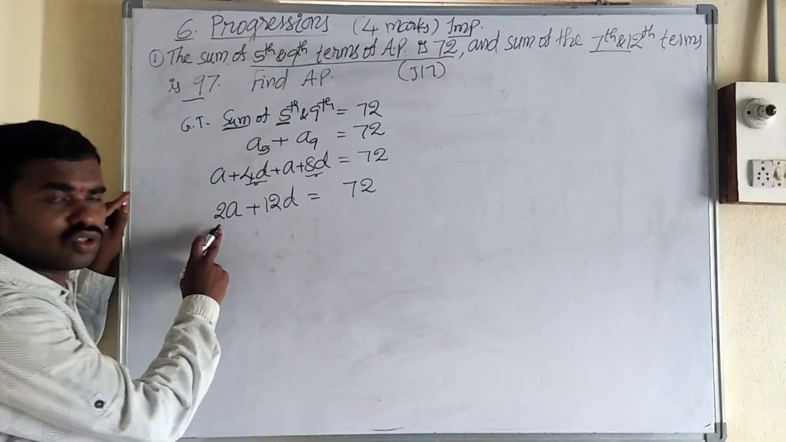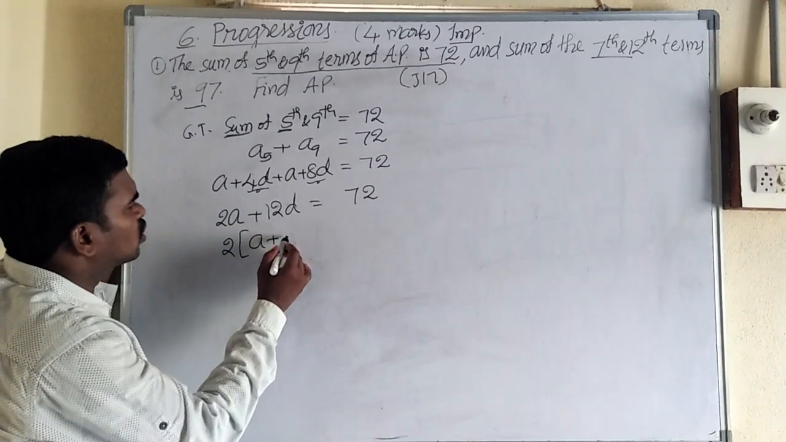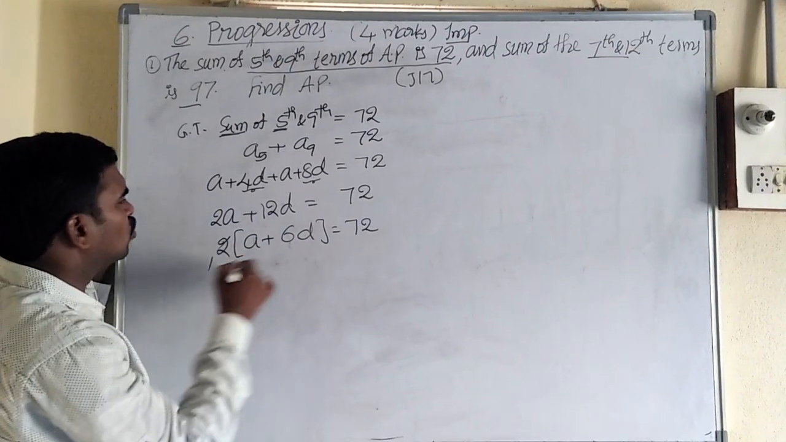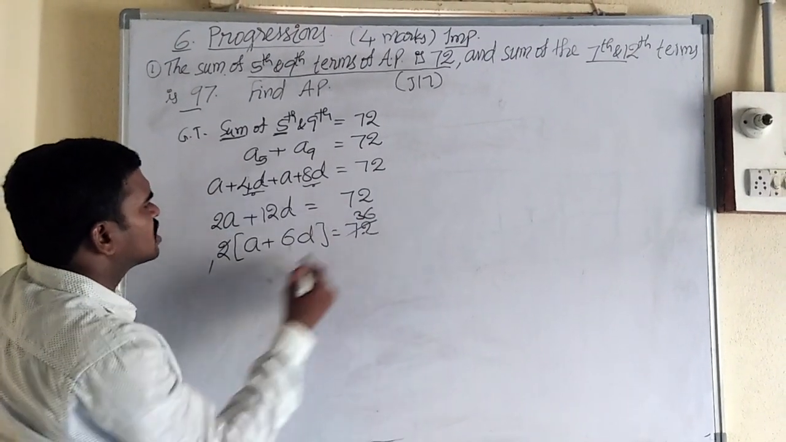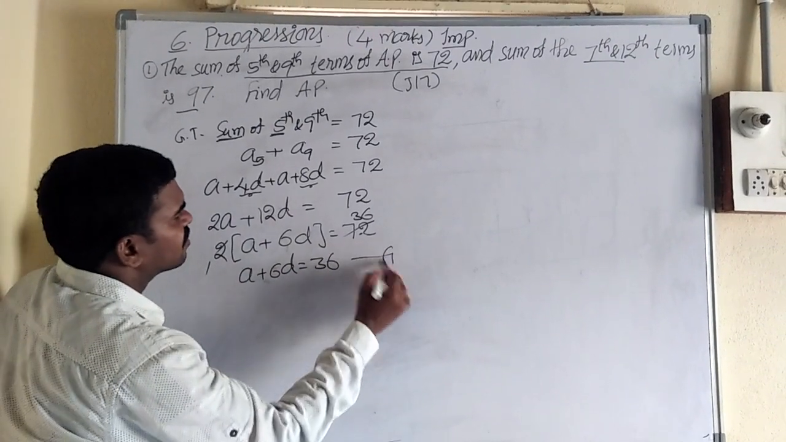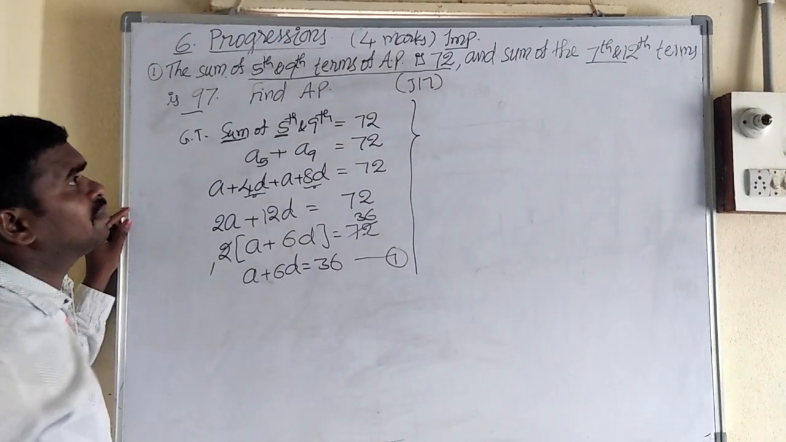So in this we can take 2 common. Yes, I'm taking 2 common. A plus 6D, because 2 times 6 is 12, equal to 72. 2 times 1 is 2, 2 times 3 is 6. So A plus 6D equals 36, taken as equation 1. And what is the second statement?